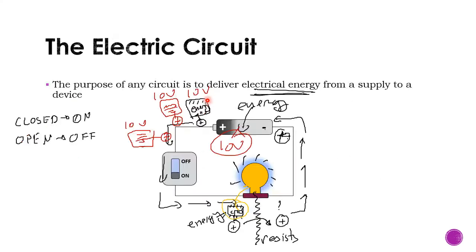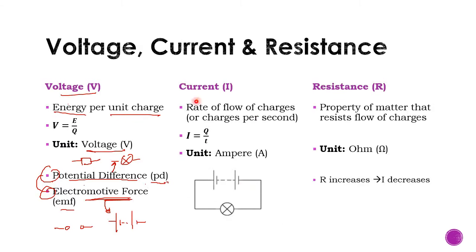What about current? If we go back, these charges that now carry energy, voltage, are moving, and they move at a certain speed. Sometimes they move super quickly, and sometimes they move very slowly. The rate at which they move, in short how fast they're moving and how many charges are moving, is called the current. Current is simply defined as the rate of flow of charges. How many charges flow through the circuit per second. That's pretty much it. The unit of measurement is called ampere.